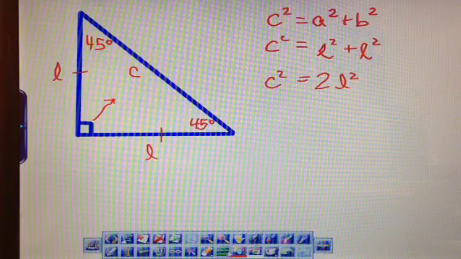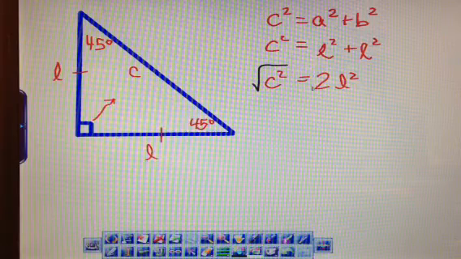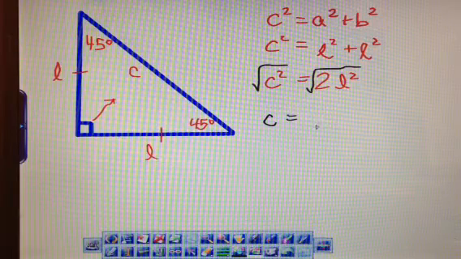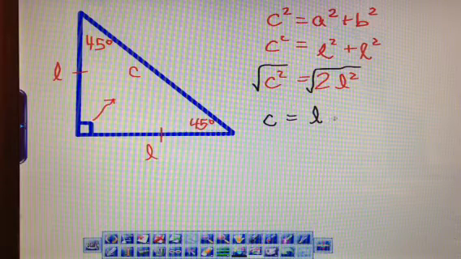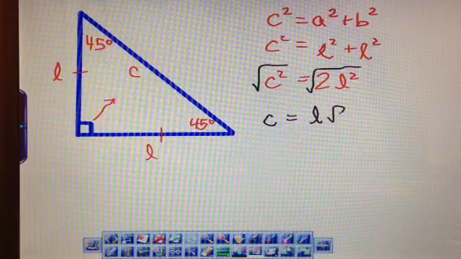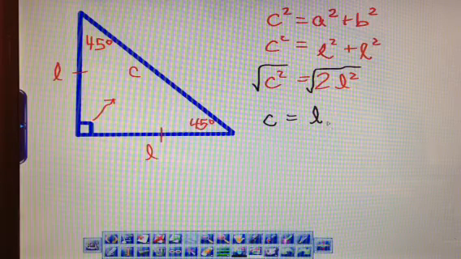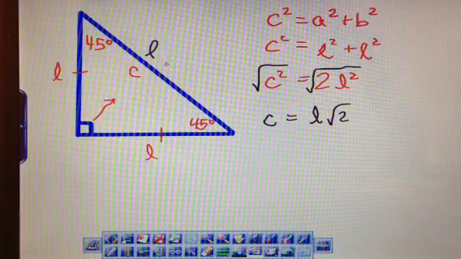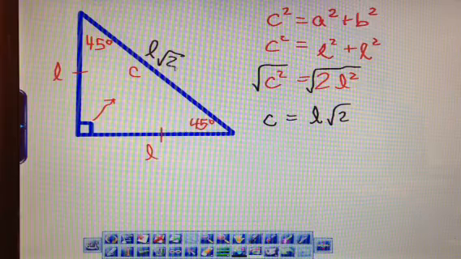Now to get rid of squared, we square root both sides. If you square root the left side, you have to square root the right side. Only the positive square root makes sense here because we're looking at a side length in a triangle. Now the square root of L squared is L. Square root of 2, well, that's just the square root of 2. It's an irrational number. We're not going to approximate for it. So we can say that this hypotenuse is the leg length times the square root of 2.